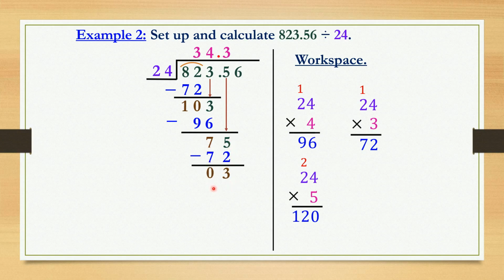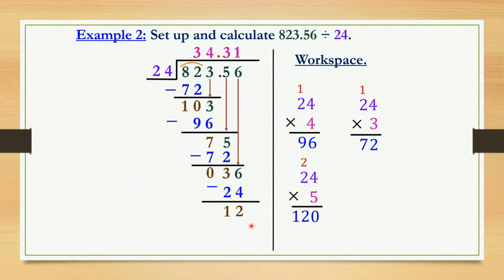7 minus 7 is 0. Now I slide the 6. I obtain 36. Now let's estimate the quotient. 3 divided by 2, it's 1. And 24 times 1 is 24. And I write 1 in the quotient. 36 minus 24, it's 12.